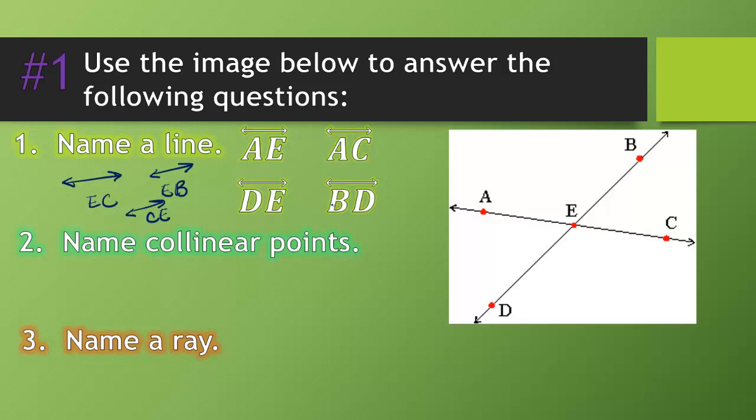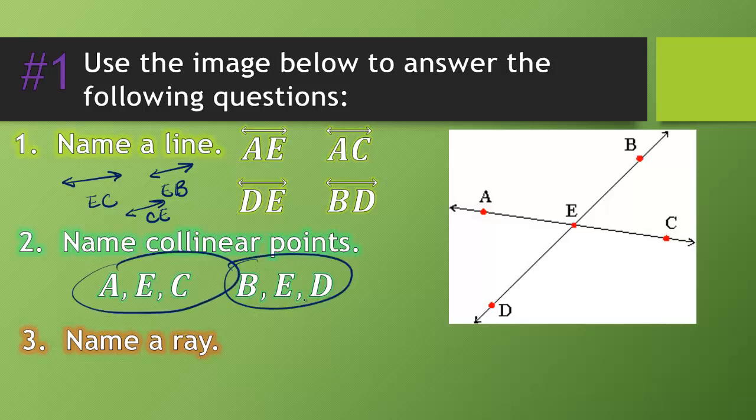Collinear points. Now these have definite answers. A, E, and C are all on the same line. And B, E, and D are all on the same line. So those are collinear. These aren't collinear with each other. This is one set of collinear points. This is another set of collinear points.